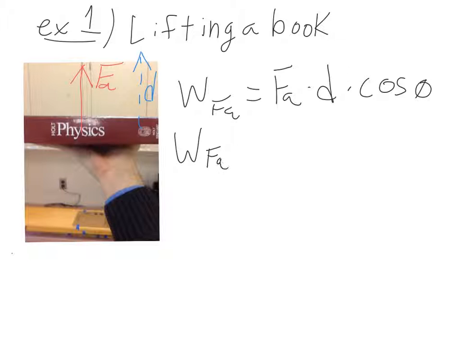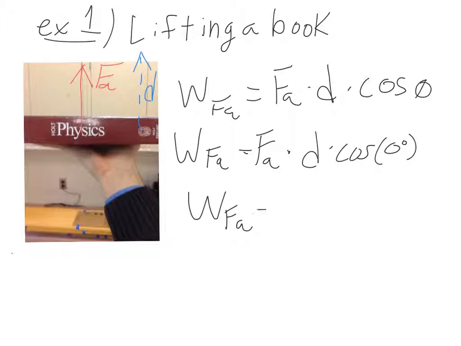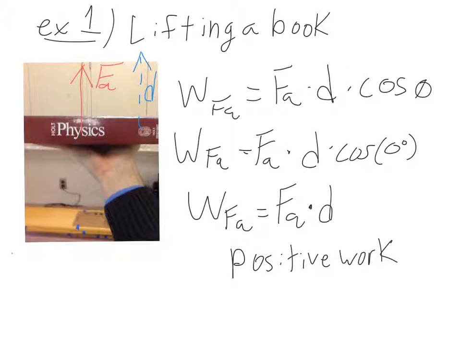So the work done by this applied force will be the applied force times the displacement times the cosine of 0 degrees. And maybe from math class you remember that the cosine of 0 degrees gives you 1. So the work done by this applied force will be the applied force times the displacement times 1, which basically leaves me with what I have right here. And that means that this is positive work. Whatever you get from the cosine of theta, that will indicate whether it's positive or negative work.